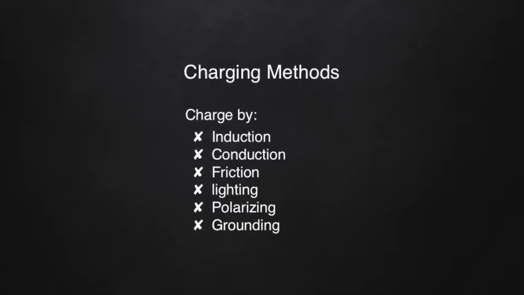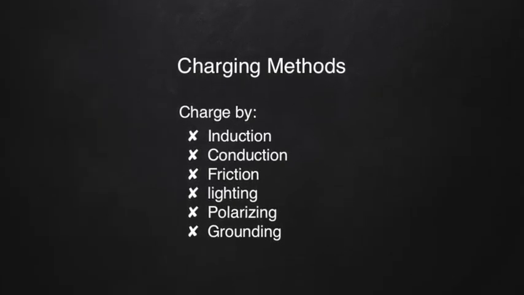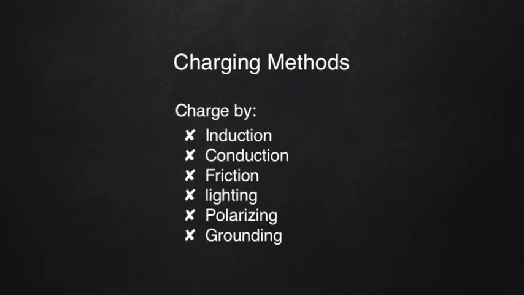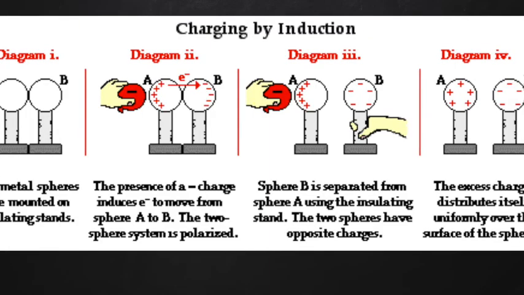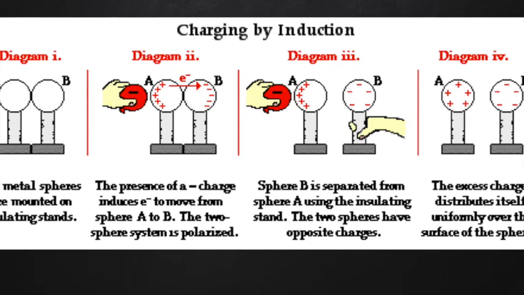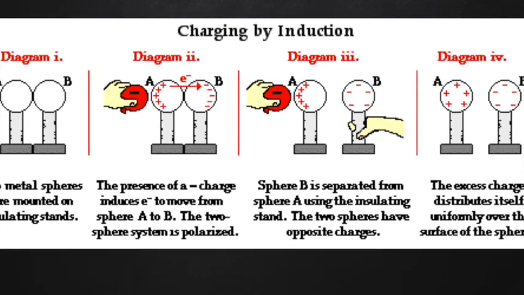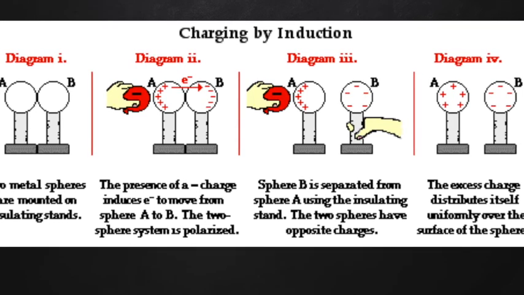Okay, now let's move on to charging methods. In this review video, we'll cover charging by induction, conduction, friction, and polarizing. In the induction process, a charged object is brought near but not touched to a neutral conducting object. The presence of a charged object near a neutral conductor will force or induce electrons within the conductor to move.